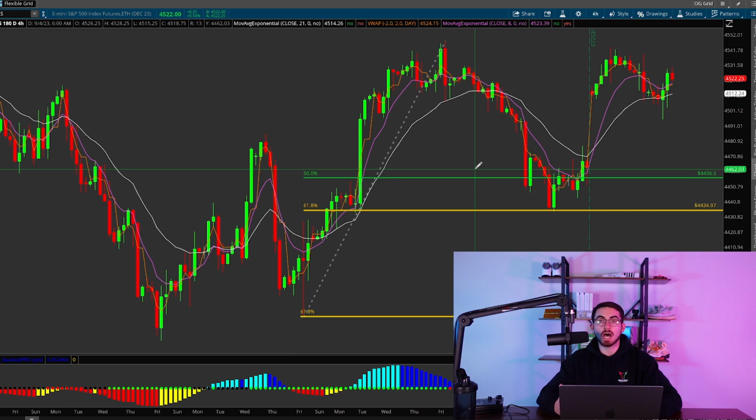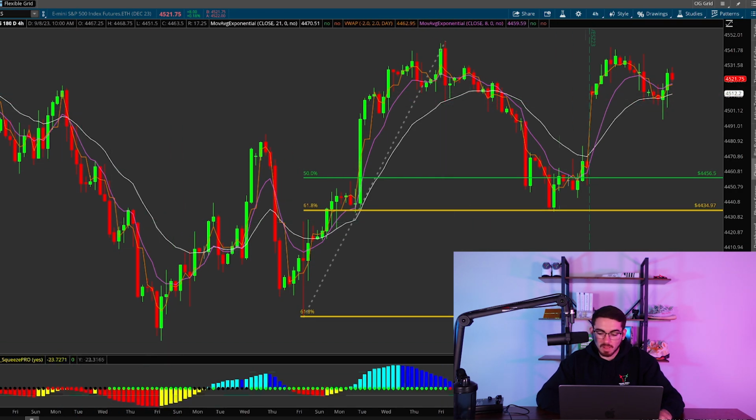This is why I like Fibonacci more than supply and demand and support and resistance. Support and resistance, in my opinion, is more subjective because everybody's going to draw it different. Some people are going to say, oh, this is a support and resistance area right here. Some people are going to say here. Some people are going to say here, etc.